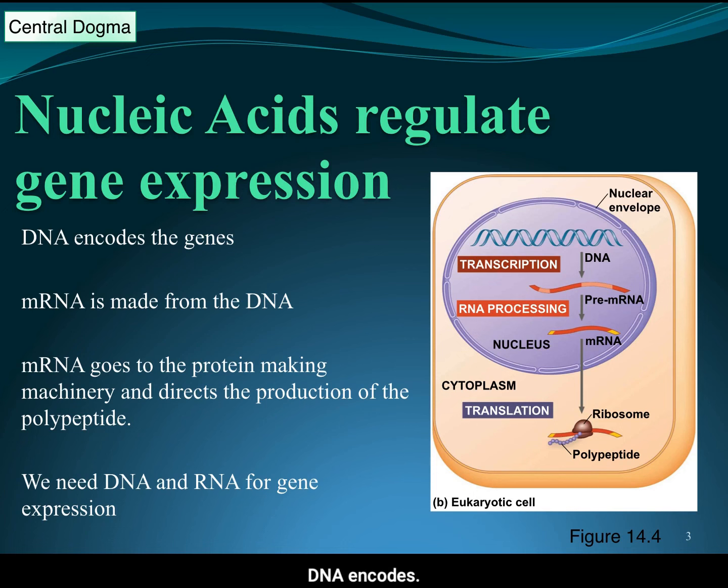DNA encodes the genes, and the DNA is found in the nucleus. mRNA is made from the DNA, and again, this occurs in the nucleus. So transcription occurs in the nucleus, and the mRNA has to leave the nucleus through a nuclear pore in order to make it to the ribosome to make the polypeptide chain.